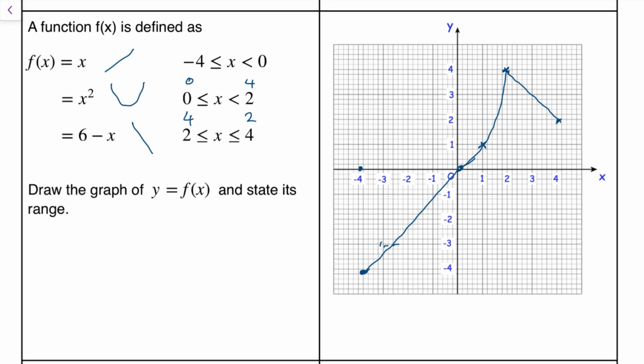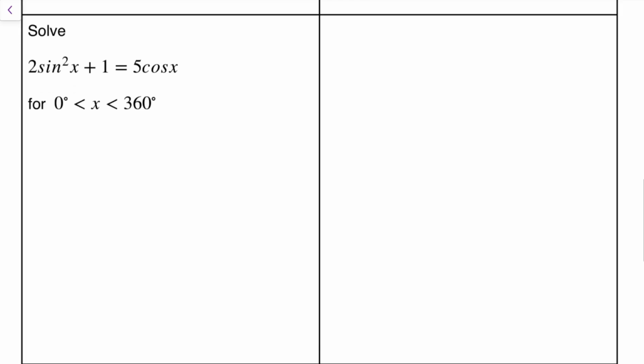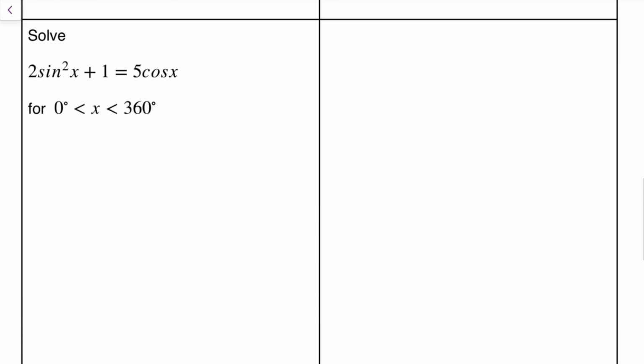So the question says, draw the graph, done that, and state, maths code 4 should be quite straightforward, its range. Well, it's basically saying, what's the biggest value of y? Well, that's going to be 4. What's the smallest value of y? Minus 4. Can I equal those values? Yes, I can. And then I'm going to write f of x in the middle. So f of x is between minus 4 and 4. Question done. Next and final question today.